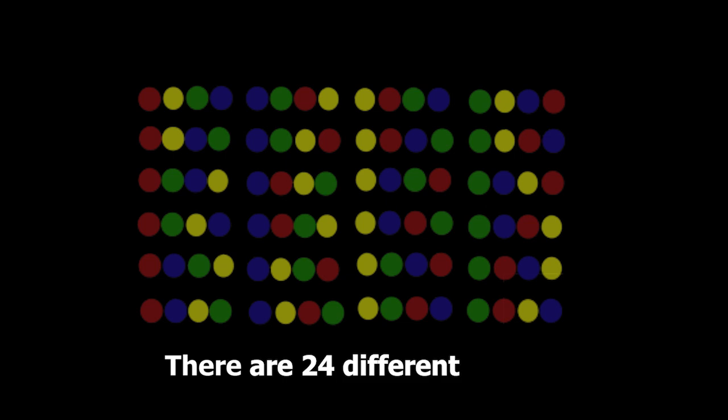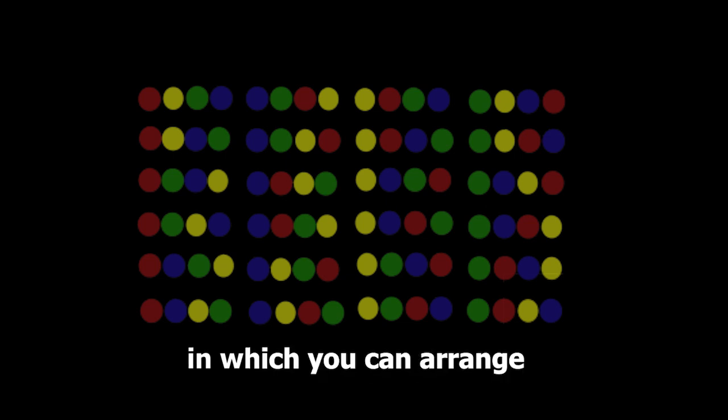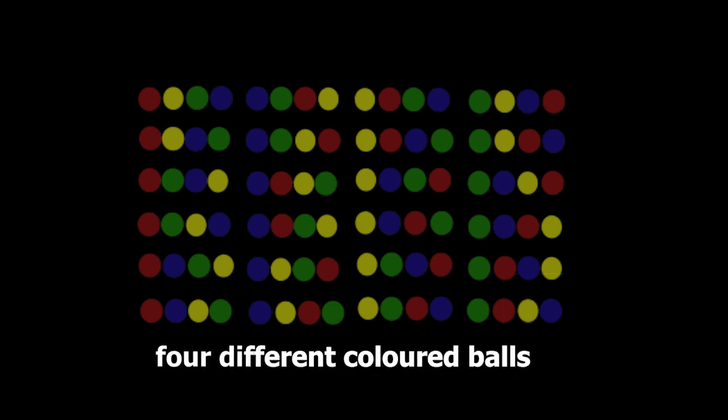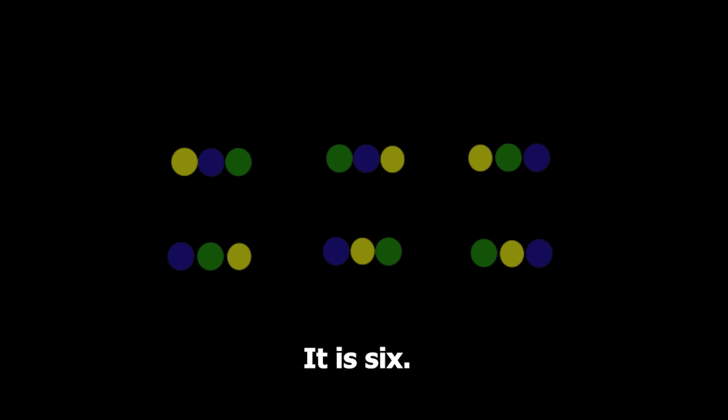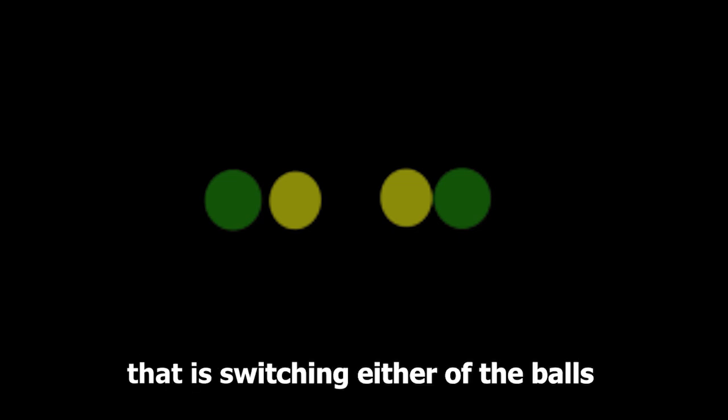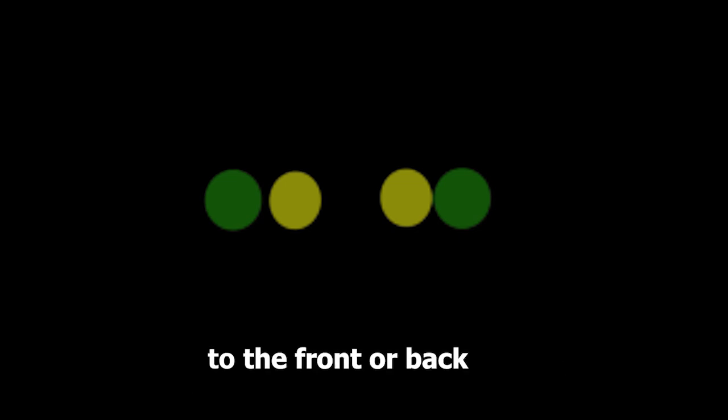There are 24 different possible ways in which you can arrange 4 different colored balls. For 3 different colored balls, it is 6. To arrange 2 balls, there are only 2 possible ways. That is, switching either of the balls to the front or back.